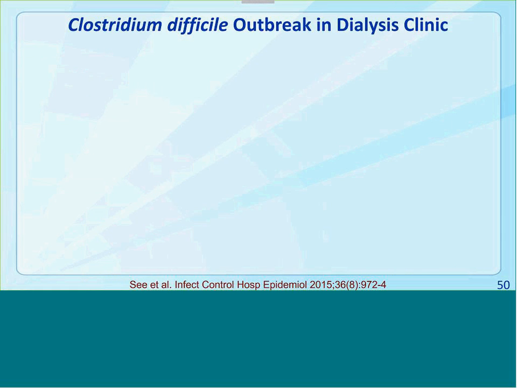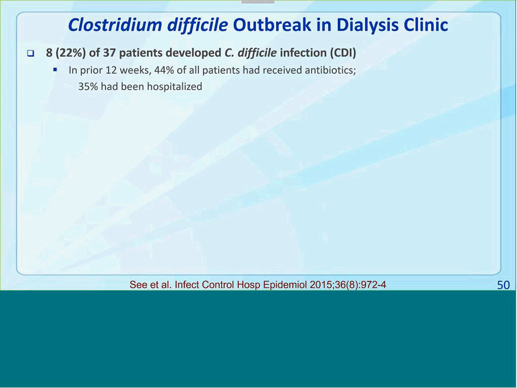Going on from this outbreak, I want to bring two other outbreaks to light, and that's C. diff and VRE. There was a C. diff outbreak in a fairly small dialysis clinic: 37 patients in the clinic, 8 of which developed C. diff infection. What's interesting is they had a pretty high rate of antimicrobial use, 44%, and 35% had been hospitalized. But this is a pretty big outbreak. For those of you that have even had one C. diff patient, I'm sure you can't even imagine having 8 C. diff patients infected. Interestingly enough, one staff member also developed C. diff infection.